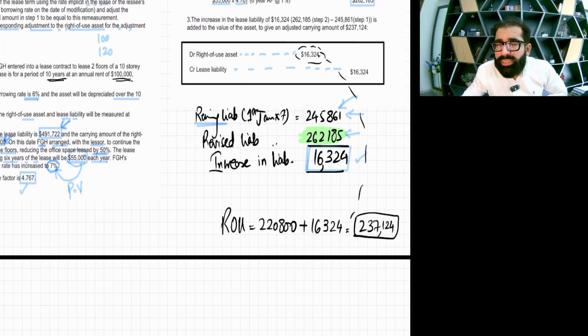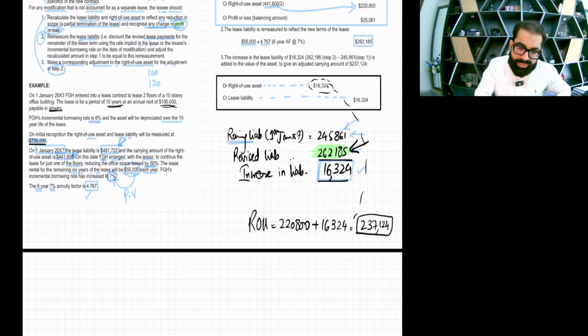Then for the lease amortization schedule, this is your new liability. This 262,185 will be your new liability, and you will start your lease amortization schedule with this new liability. Okay, so this is how it will work.